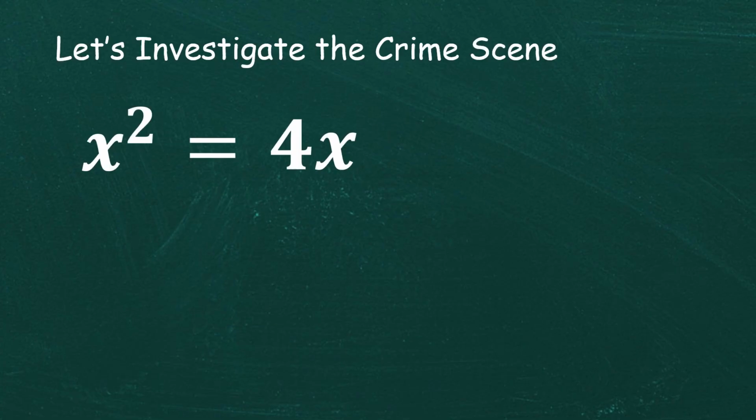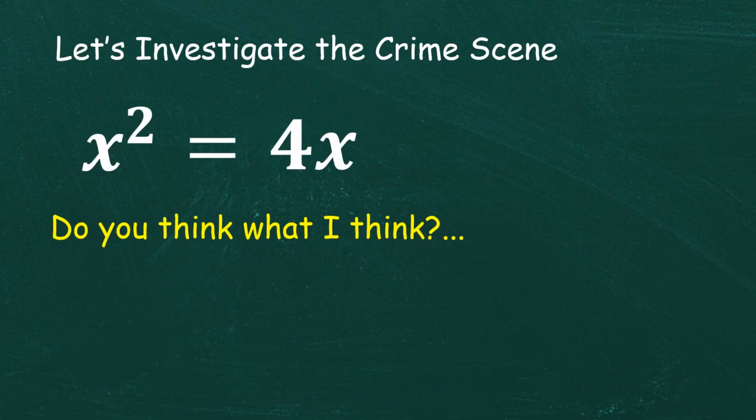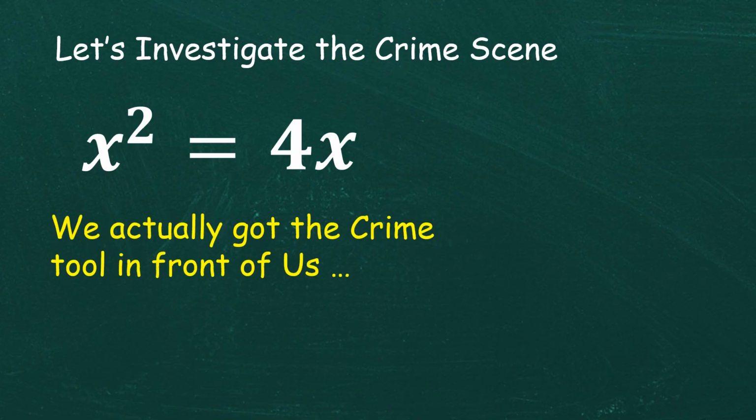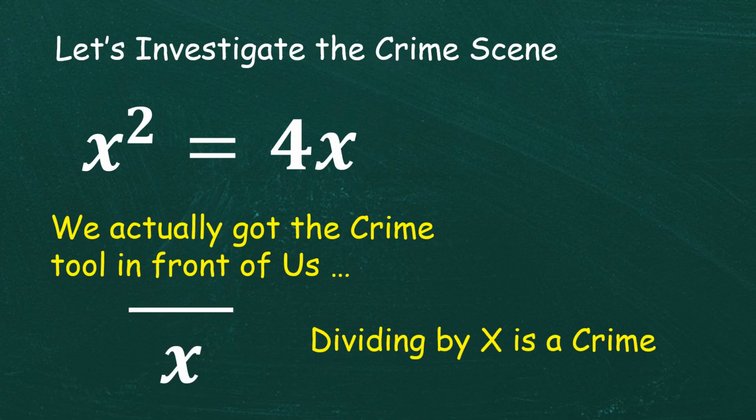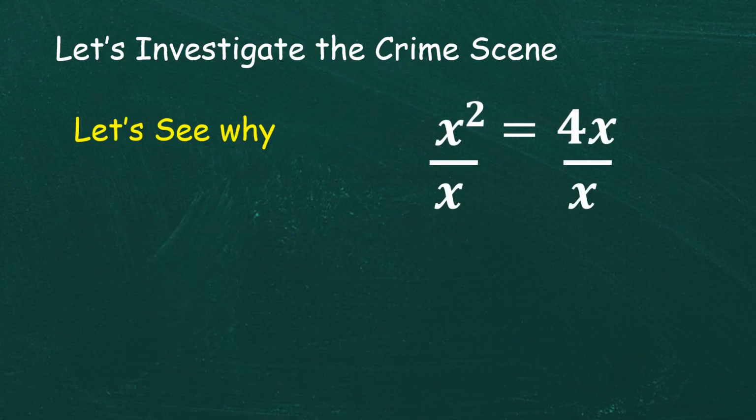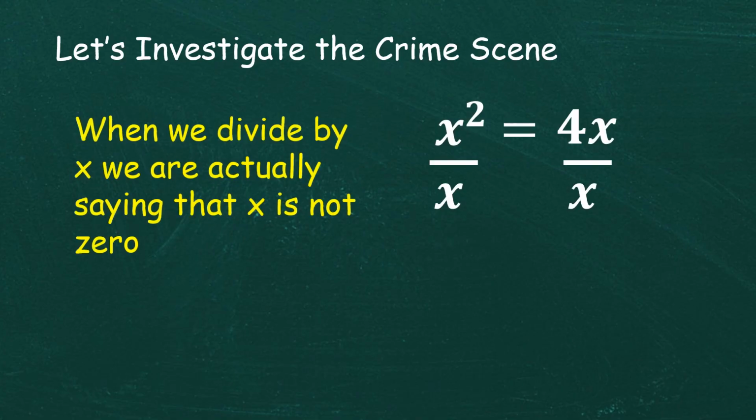Here is our original equation. X squared equals 4x. And here is our prime suspect, dividing by x. Why is that dangerous? Because whenever we divide by x, we are silently assuming that x is not equal to 0. After all, division by 0 is undefined.